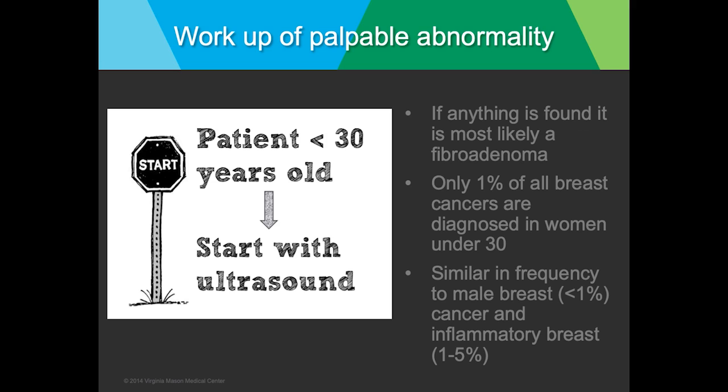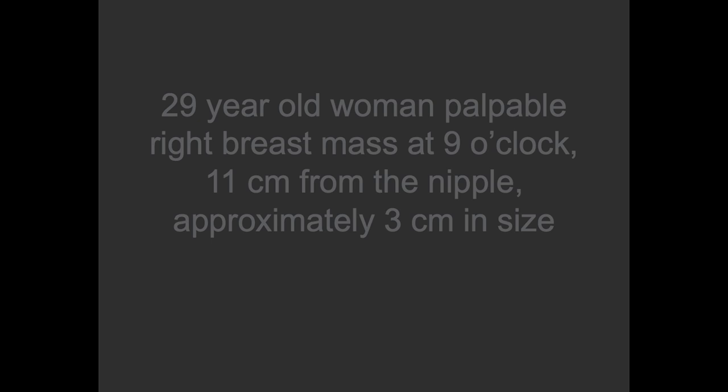The rationale for this is that most likely, if anything is found, it's going to be a benign simple cyst or maybe a probable fibroadenoma. Only 1% of all breast cancers are diagnosed in women under 30. This is similar in frequency to male breast cancers and inflammatory breast cancer. Additionally, patients under 30 tend to have very dense breast tissue, limiting the utility of mammography. Their breast tissue is also somewhat more sensitive to even the very low dose of radiation involved in mammography.